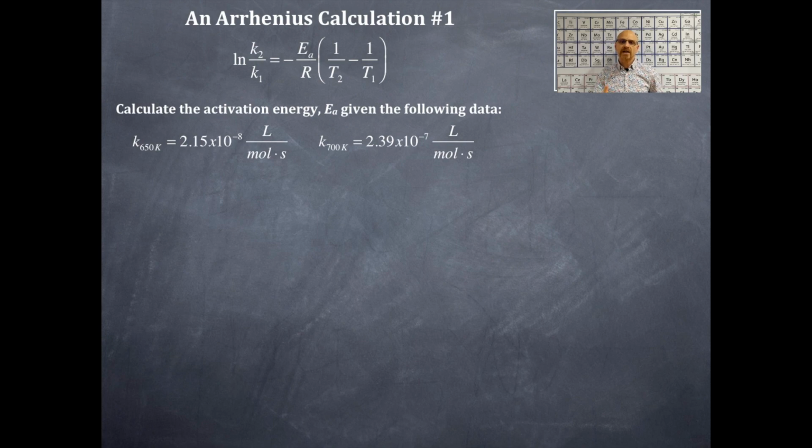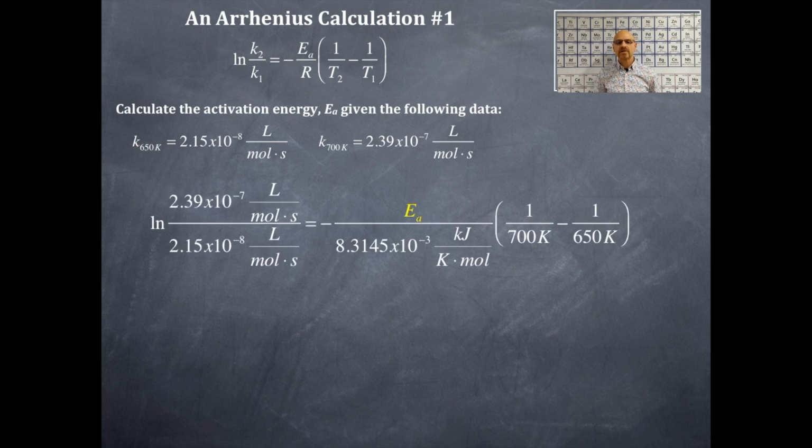So we've got two rate constants and we've got those two temperatures. It doesn't matter which rate constant and temperature you call 1 or 2. I'm just going to arbitrarily take the first one as the 1 position and the second one as the 2 position, although that really truly doesn't matter as long as you keep them consistent. That is, keep the rate constant 1 with the temperature 1 and the rate constant 2 with the temperature 2. Okay, so let's plug in those values and see what we get.